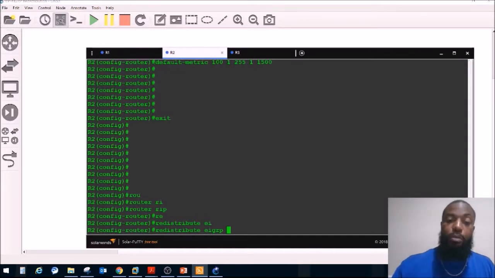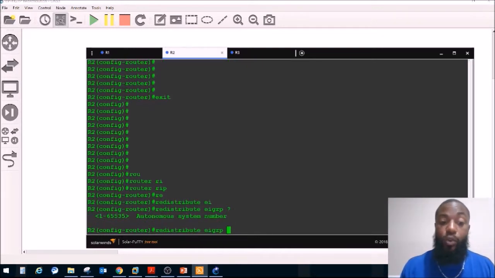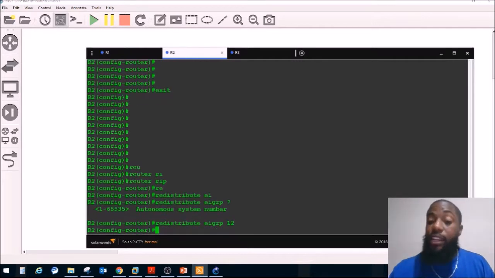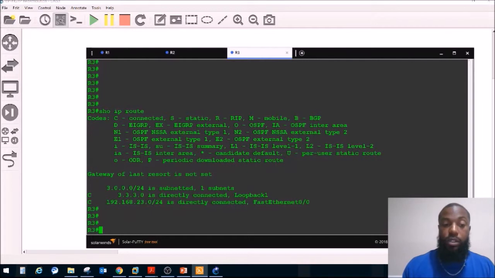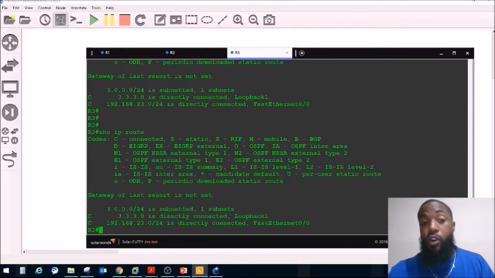So we are redistributing EIGRP, but we need to define the process. This is different in EIGRP. You define the AS number in this case. So redistribute EIGRP 12. Obviously, we know we need to do the default seed metric. So we know it's not going to work, but I'll show you anyway, right? So show IP route. We still don't know about that other route, right?